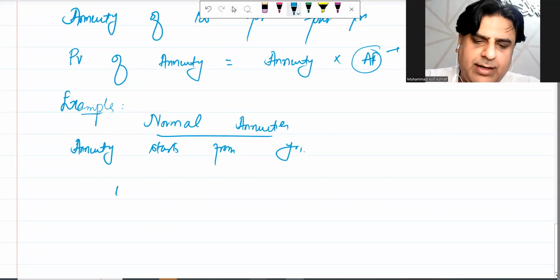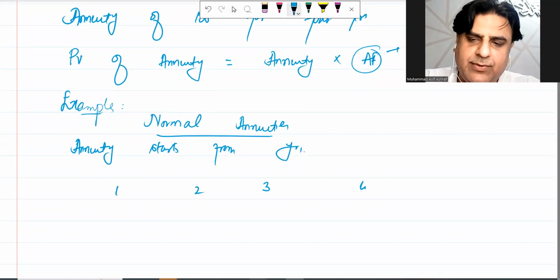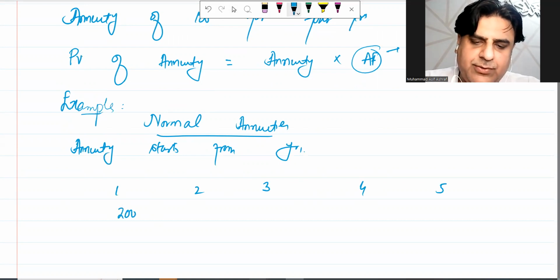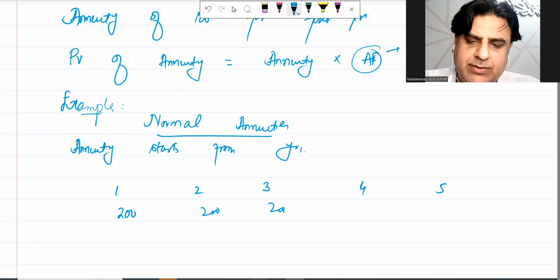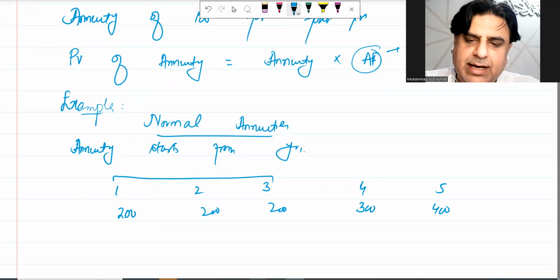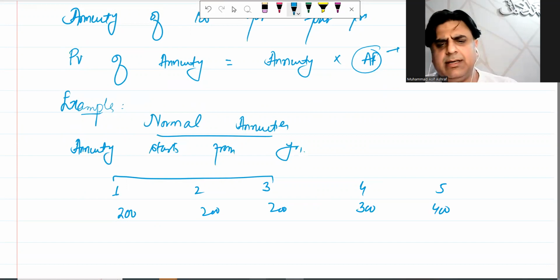For example, years 1, 2, 3, 4, 5. In year one, you have cash flows of 200, 200, 200, 300, 400. Here you see for the first 3 years, the cash flows are the same. So 200 starts from year one. This is the normal annuity concept.